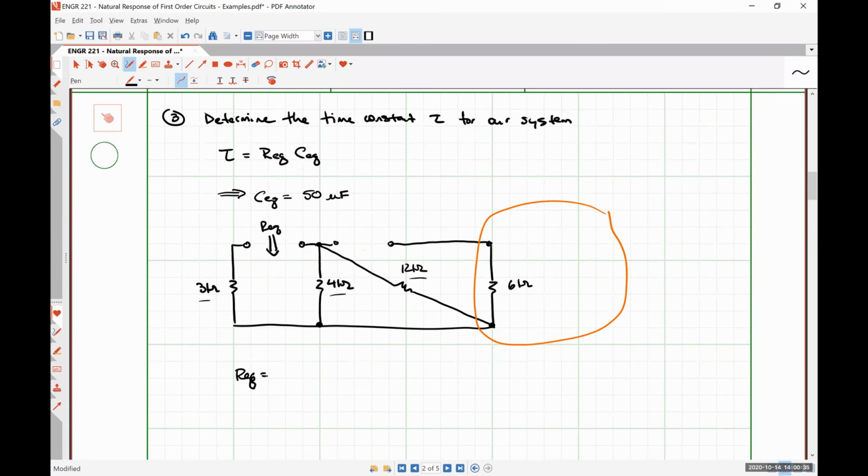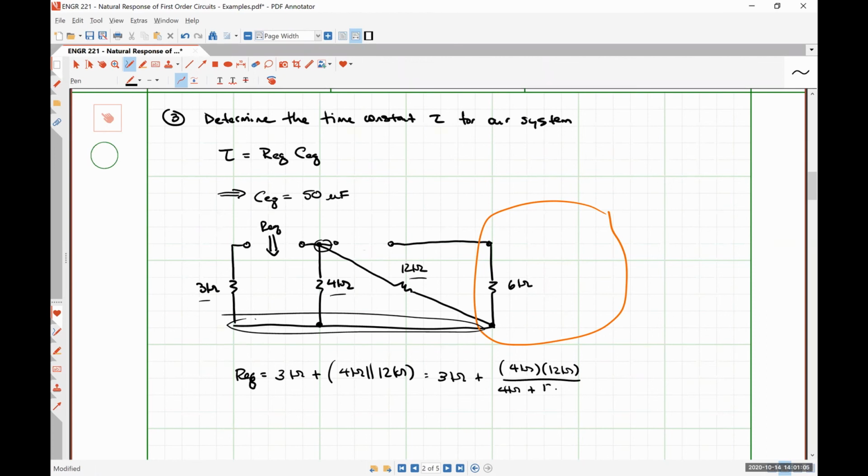So the 4 and the 12 are in parallel, okay? We can see that because they share this guy and this guy. Alrighty, so 3 kilo ohms in series with a parallel combination, 4 kilo ohms and 12 kilo ohms. So that is 3 kilo ohms plus 4 kilo ohms times 12 kilo ohms divided by 4 kilo ohms plus 12 kilo ohms. So 48 over 16 is 3. 3 plus 3 is 6.